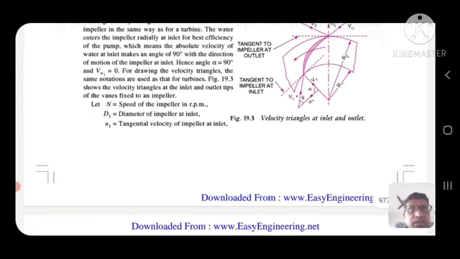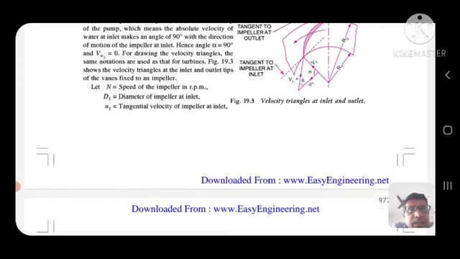The water enters the impeller radially at inlet for best efficiency of the pump, which means the absolute velocity of water at inlet makes an angle of 90 degrees with the direction of motion of the impeller at inlet. Hence, angle alpha equals 90 degrees and V_w1 equals 0.